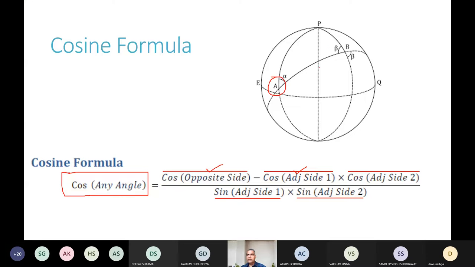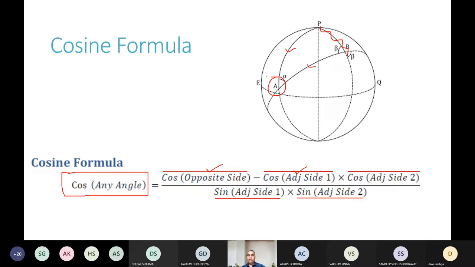Now, if you see in this triangle, there are two sides which are making this angle, or which are involved in making this angle. That is side PA and side AB. These both sides form part of this angle A. These are known as adjacent side. And you see there is one side which is not connected with angle A at all. And that is side PB, this one. So the side which is not connected to the angle is known as opposite side.